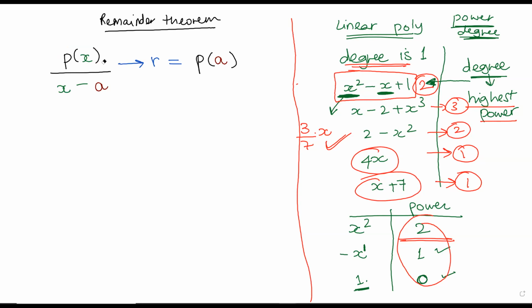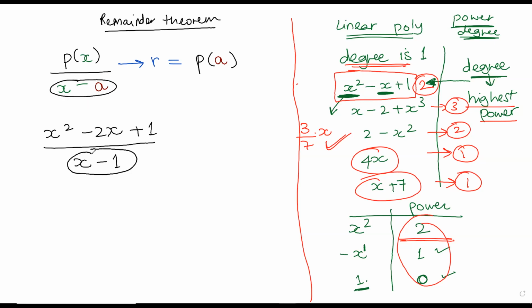So let me just give you an example. How about we take x square minus 2x plus 1, and I'm going to divide it with x minus, let's say, 1. Okay, x minus 1. So just take a look at this, x minus a and x minus 1.